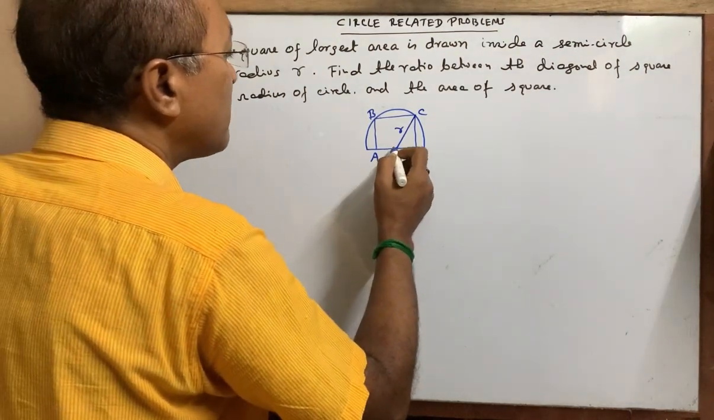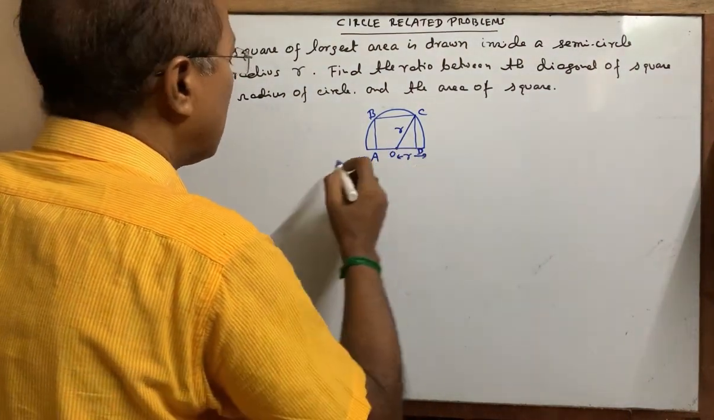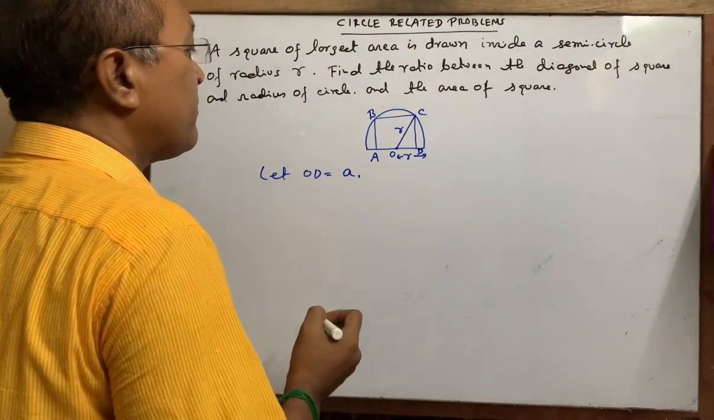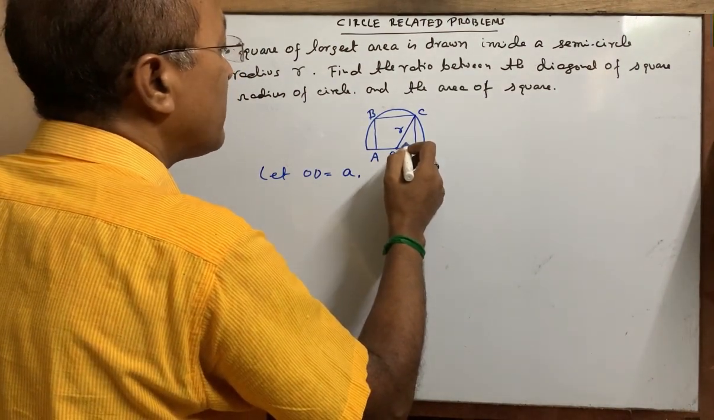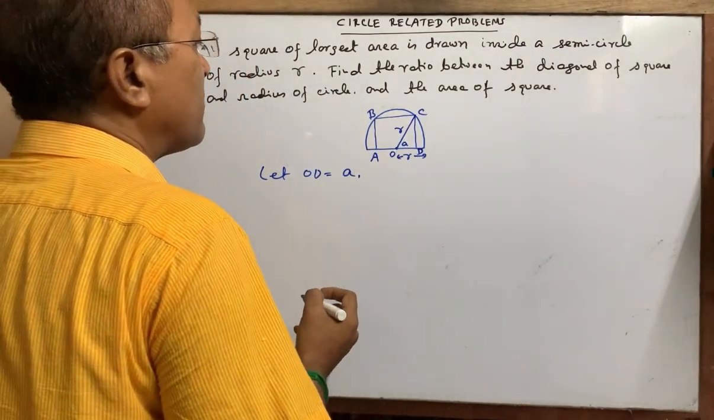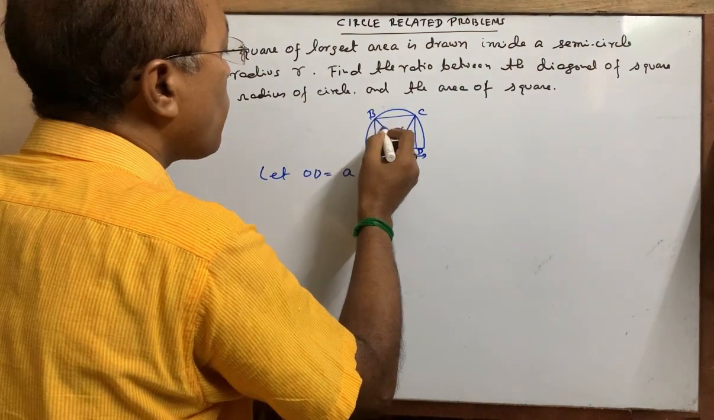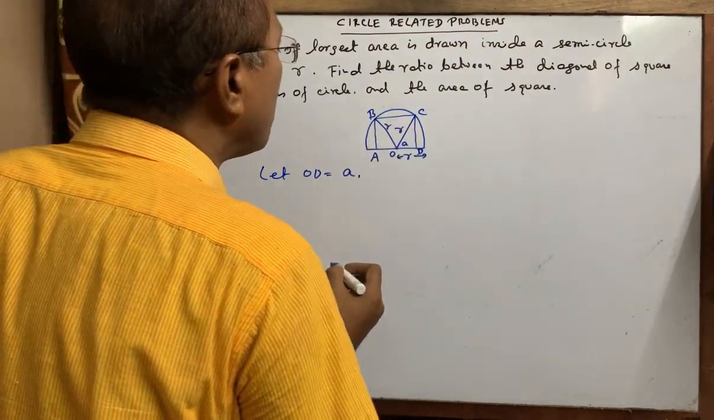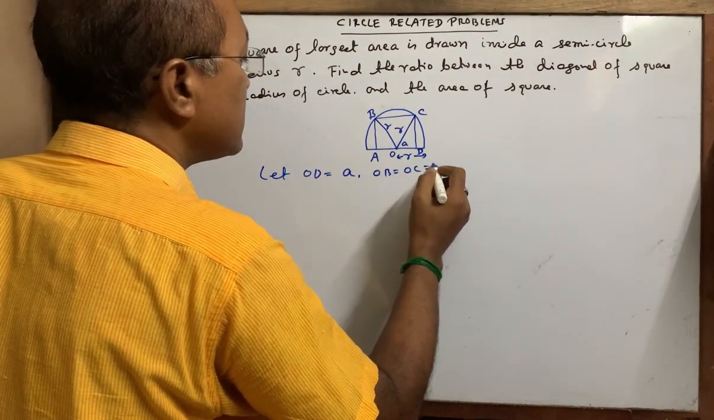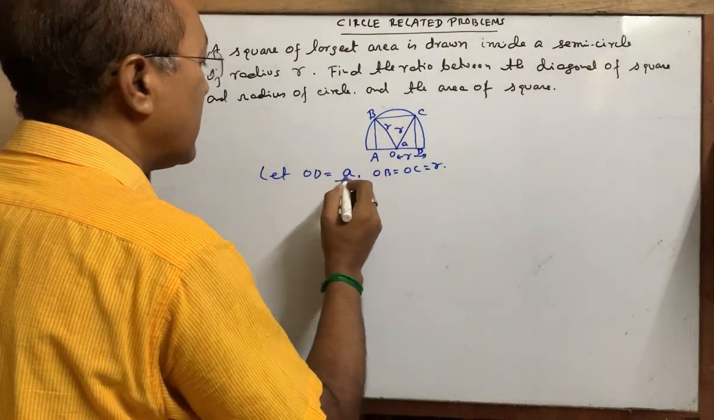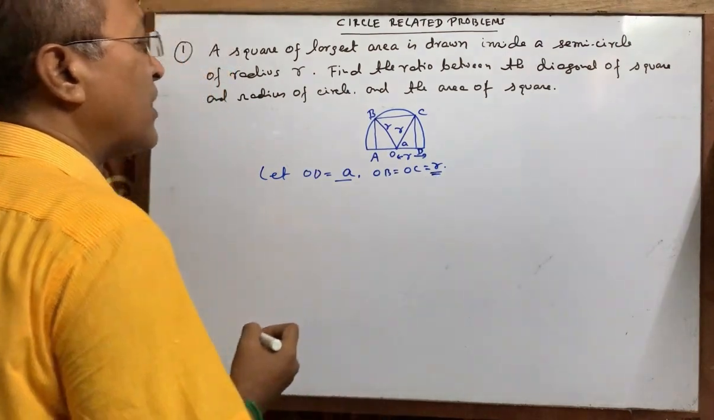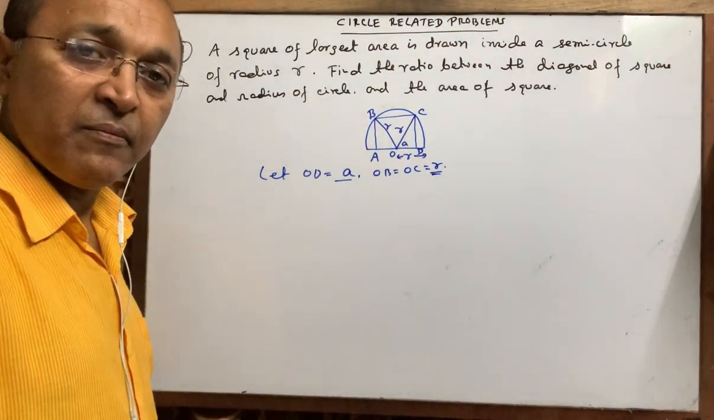I am considering OD equal to a. So, OD is a. Now we can find one thing. Here OD is a. OB is also R. OB and OC are equal to R, isn't it? OD is a, that is being considered, and OB and OC are equal to R because they are nothing but radii of the semicircle. Okay.